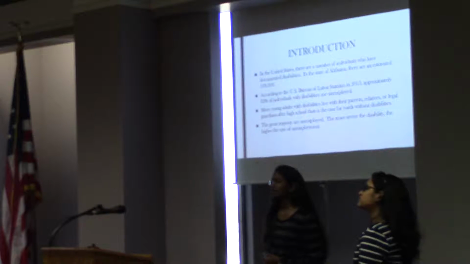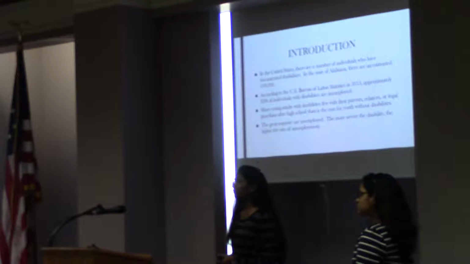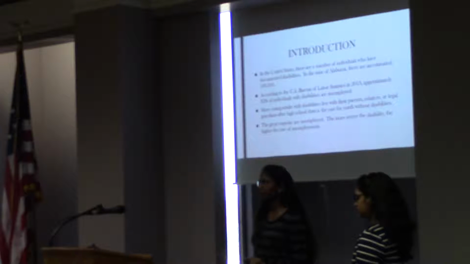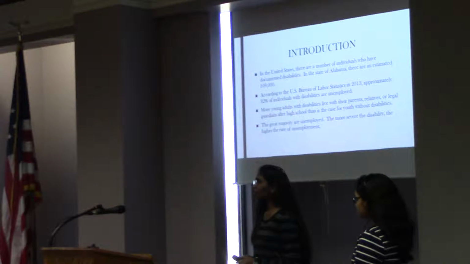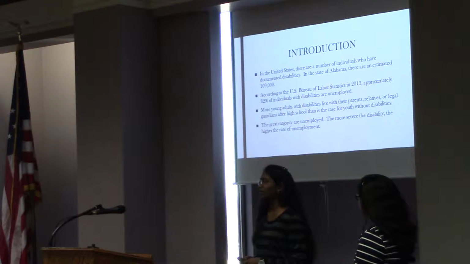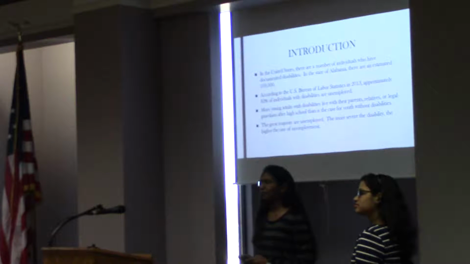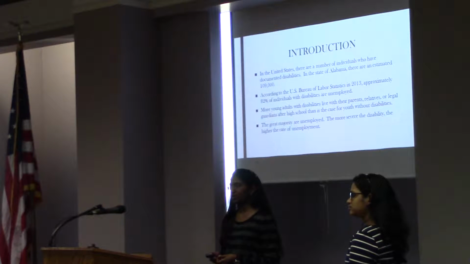In the United States, there are a number of people who are suffering with disabilities. Like in Alabama, we have 82% of people who are suffering with disabilities. It may be kids or elder people. According to the US Bureau of Labor Statistics in 2013, 82% of individuals with disabilities are unemployed. So for them, we have designed the User Meet Job app, which will help them. Nowadays, the majority of them are unemployed because of their disabilities.